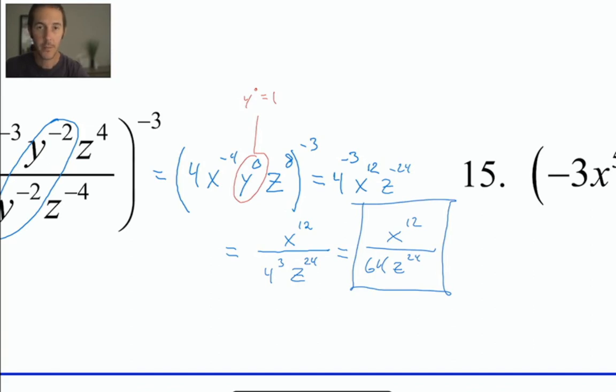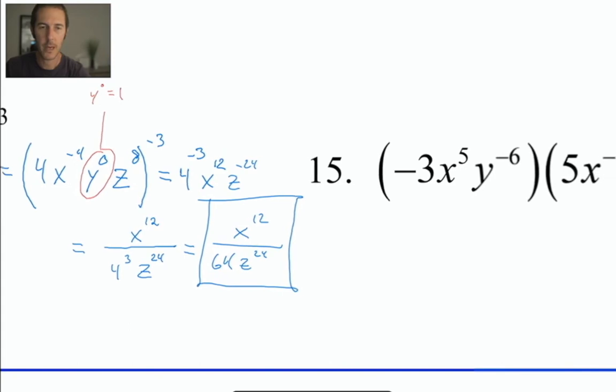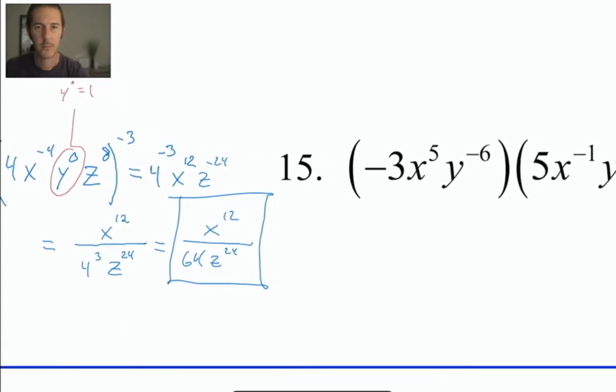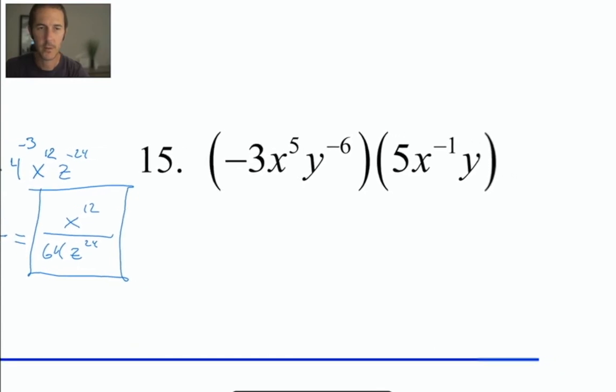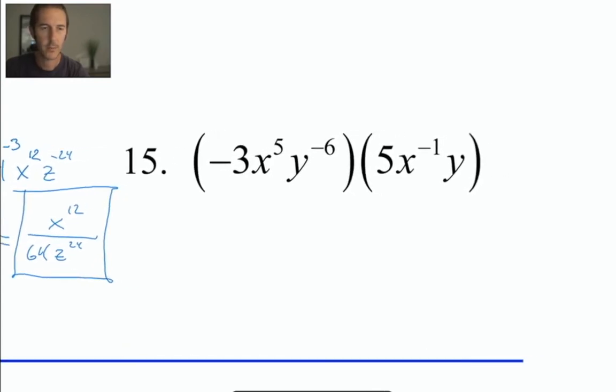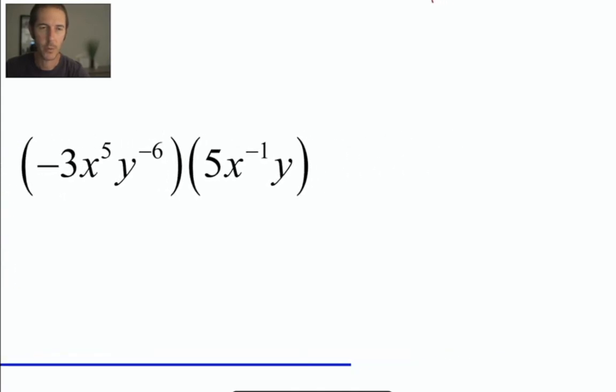I think that's all of the things. We did multiplication, we raised powers to powers. We did division, so we subtracted exponents. We had negative exponents, so we moved things into the denominator. This is just kind of another one of those combination problems where we can use sort of multiple processes.